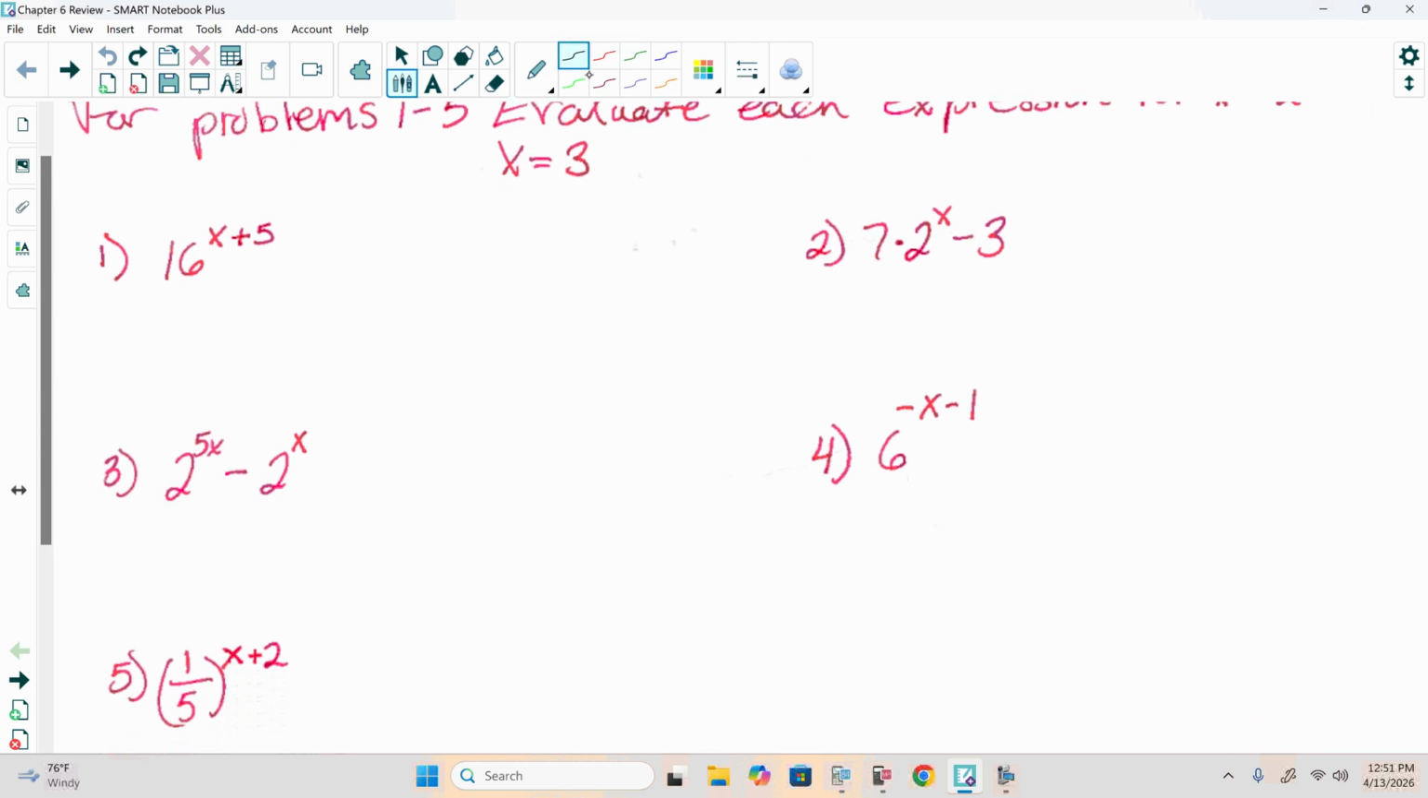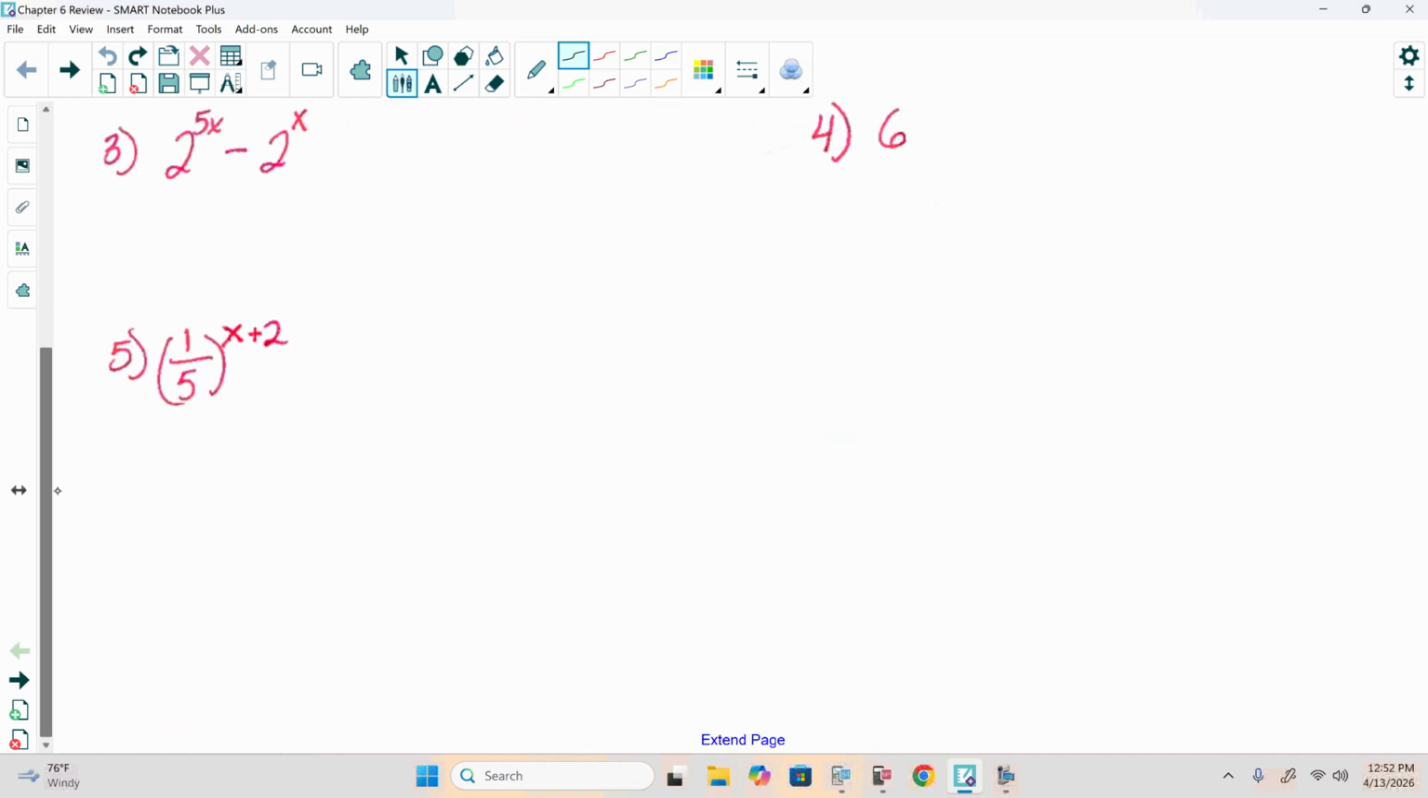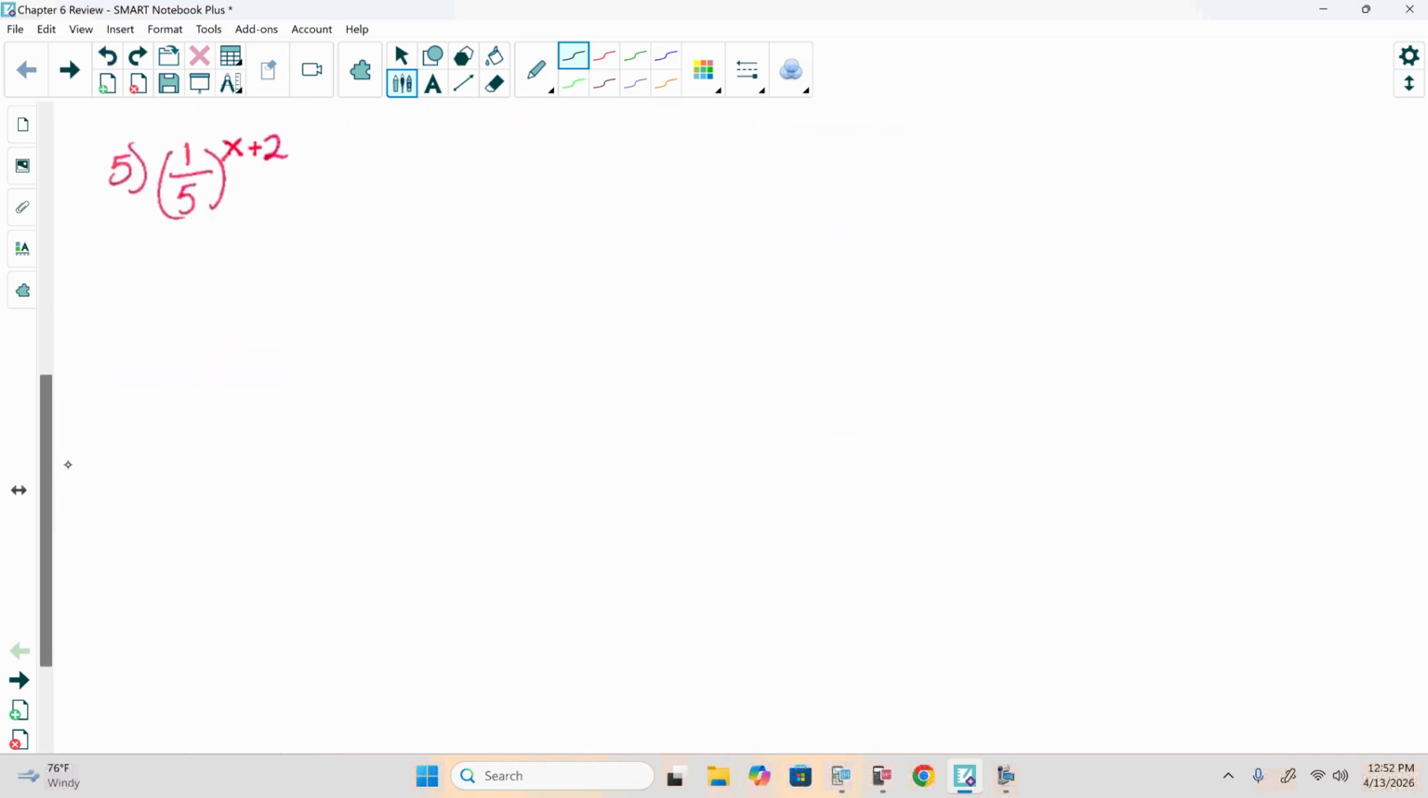One of these in particular that y'all want to look at. Number 5, 1/5 to the x plus 2. We want to evaluate this when x is -2 and when x is 3. So what we're going to do is put 1/5 to the -2 plus 2, and also have 1/5 to the 3 plus 2.